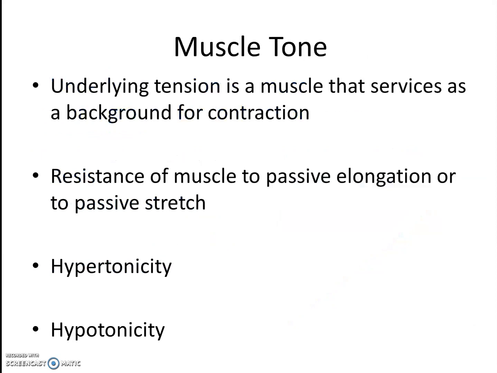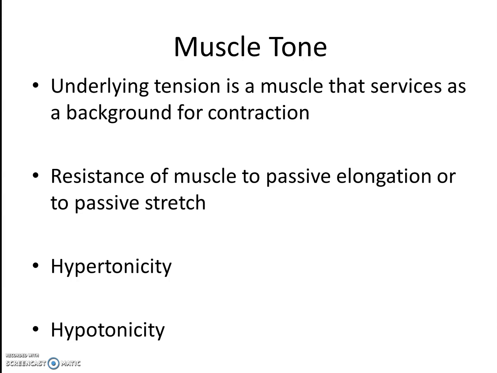Last thing I want to talk about is muscle tone. So muscle tone is the underlying tension in a muscle, and we all have muscle tone even if a muscle isn't firing. So by definition, muscle tone is the underlying tension in a muscle that serves as a background for muscle contraction. You can also think of it as the resistance to passive elongation or to passive stretch. Pain may cause change in a muscle tone either by increasing it or decreasing it. So if the tone increases to protect a body part or splint a painful area, we're going to see hypertonicity. The tone may also decrease as a reflexive response to pain, and we have hypotonicity.